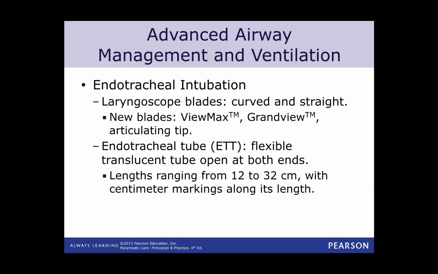So you've got your laryngoscope blades, right, curved and straight, your Macs and your Millers, some new blades, the VieMax, the GlideScope, with some articulating tips, and that endotracheal tube, a flexible translucent tube open at both ends. You know about the links.